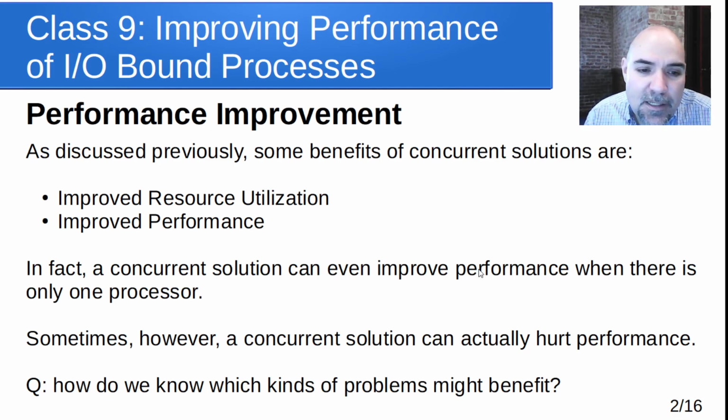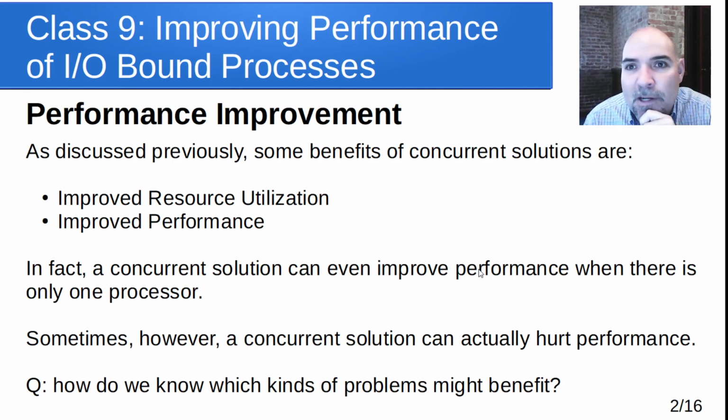And one thing is that concurrent solutions can even improve performance when you don't have more than one processor. So the idea that, well, to have concurrency, you need to have a multi-core CPU, or you need to have some sort of network or cluster or cloud-based system, is simply not true. Even if you have a single CPU, a single worker, it still can be of tremendous benefit to have a concurrent solution to something. Sometimes, however, having a concurrent solution can actually hurt your performance.